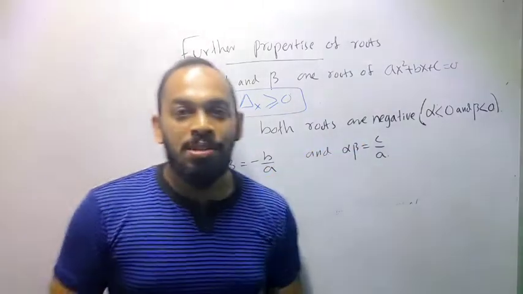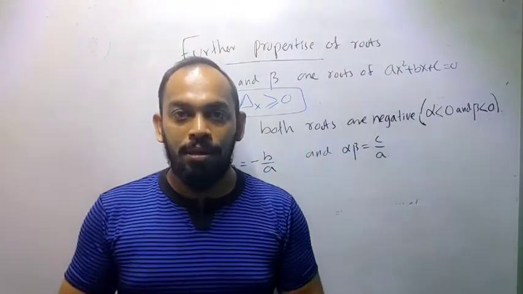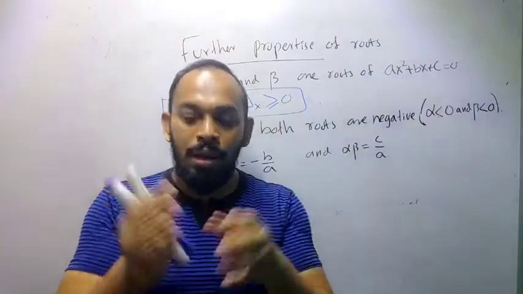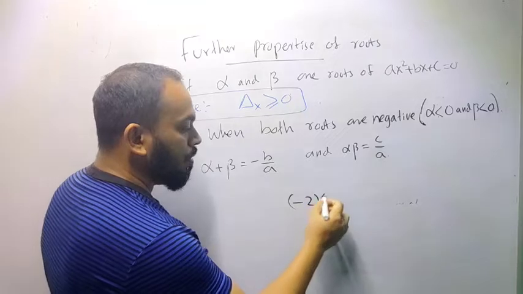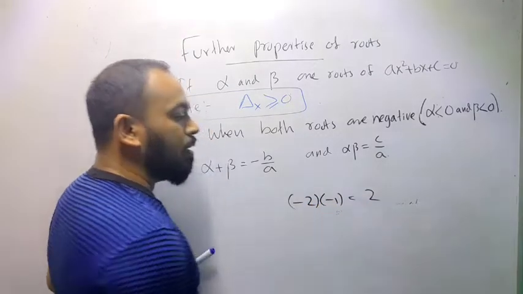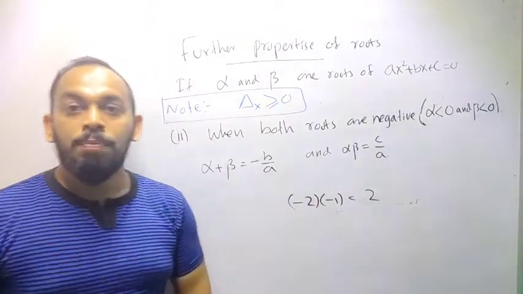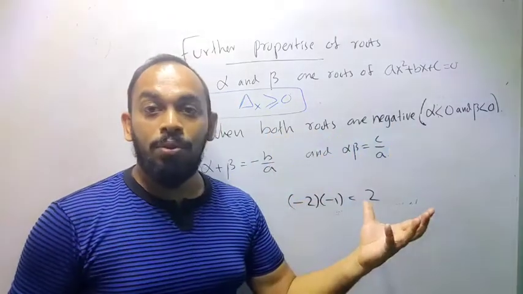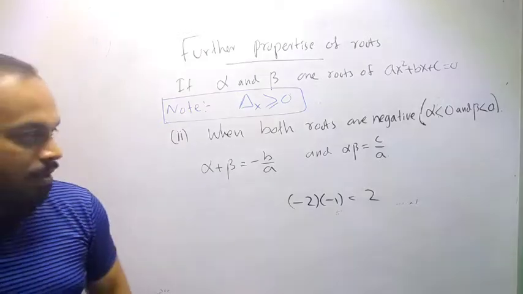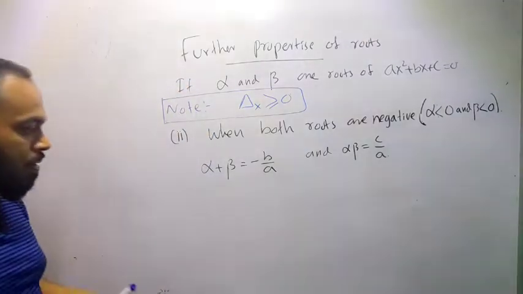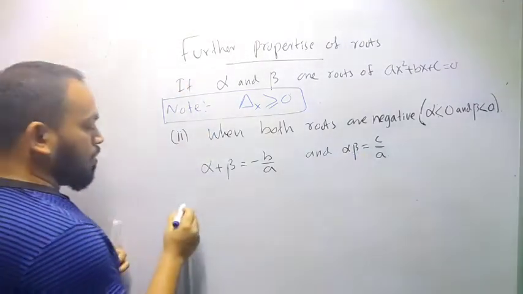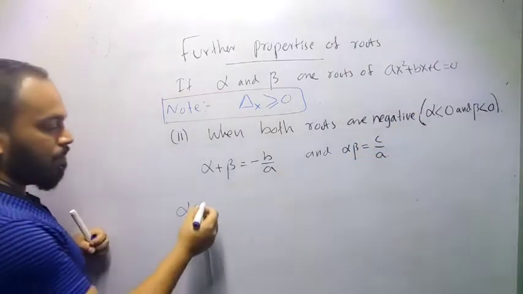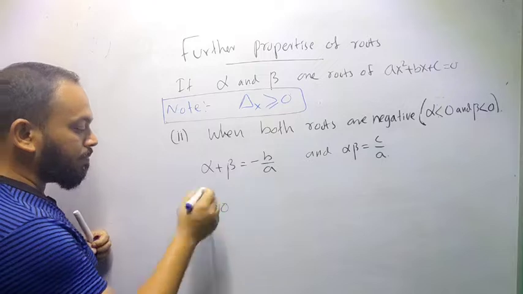Now if both roots are negative, what would be their product? Suppose that our roots are negative 2 and negative 1. So negative 2 into negative 1 is definitely plus 2. So the product of the roots must be positive, even if they are both negative. We learned that in grade 6.